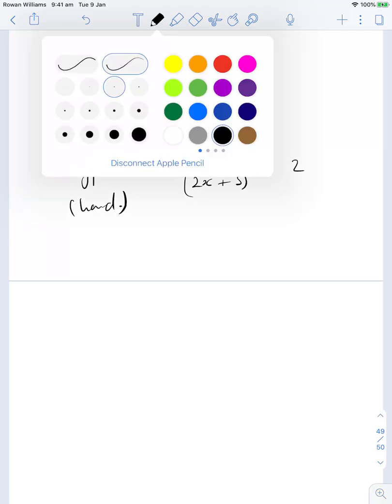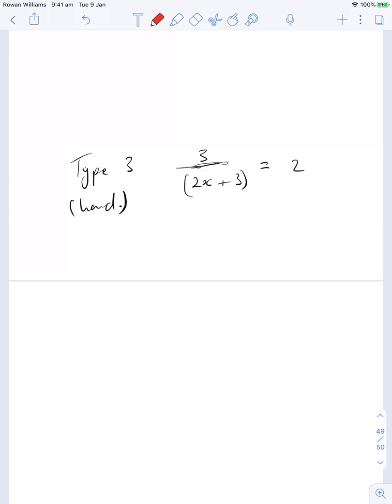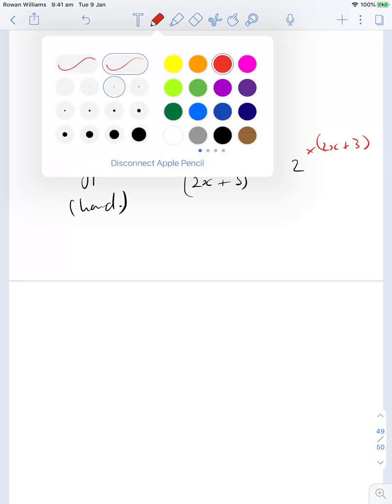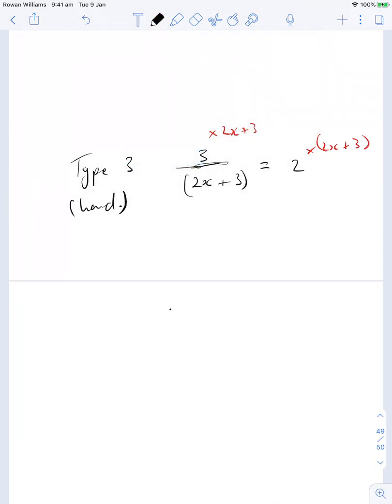So what I actually do is times that 2x plus 3 on both sides. So if I times that there, then I'm going to have 3 divided by 2x plus 3 times by 2x plus 3, so that'll just go to 1, and that means I have to times 2x plus 3 over to this side. So to rewrite that out, I now have 3 equals 2 times 2x plus 3. I expand out my brackets, giving me 3 equals 6x plus 6.